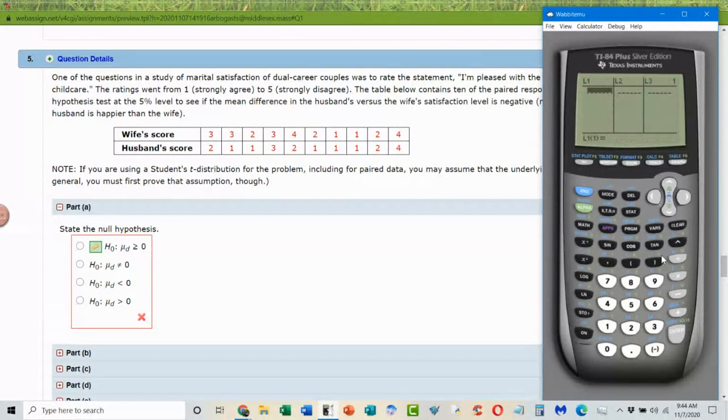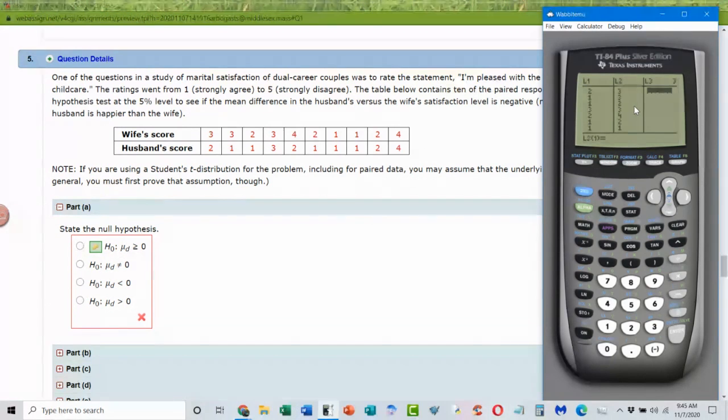I'm going to put in the first values, 1, 2, 1, 1, 2, 4. Then I'm going to put in the Y values, 3, 3, 2, 3, 2, 1, 1, 2, 4. Okay, so I have my husbands and wives. And now in list 3, I want to subtract those two things. I want to find the differences between them.